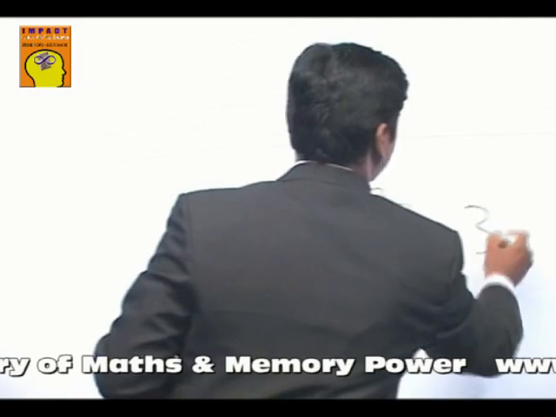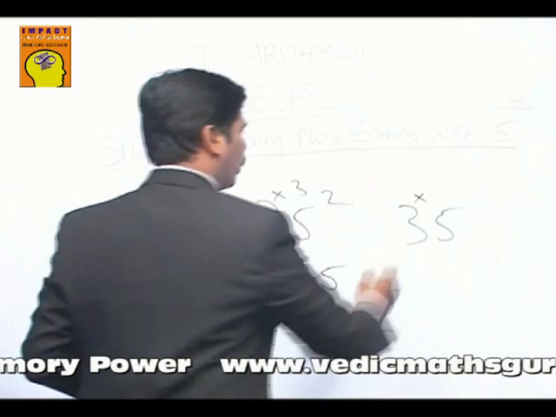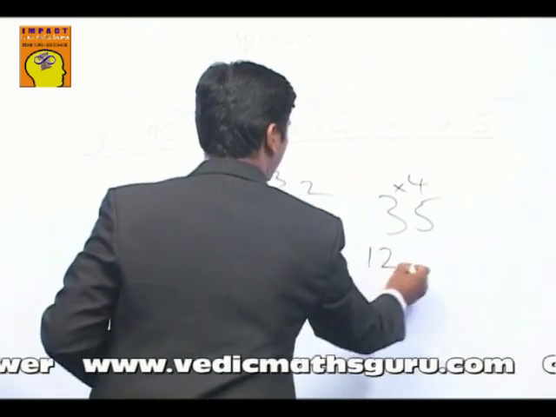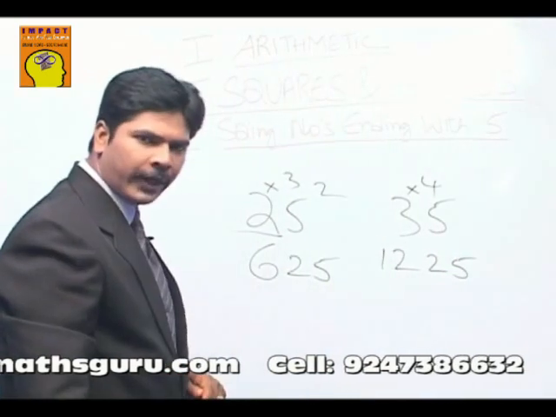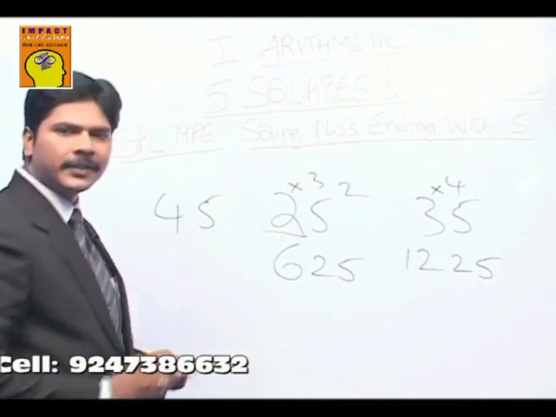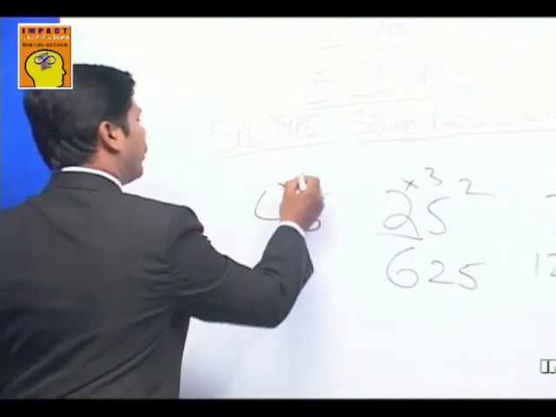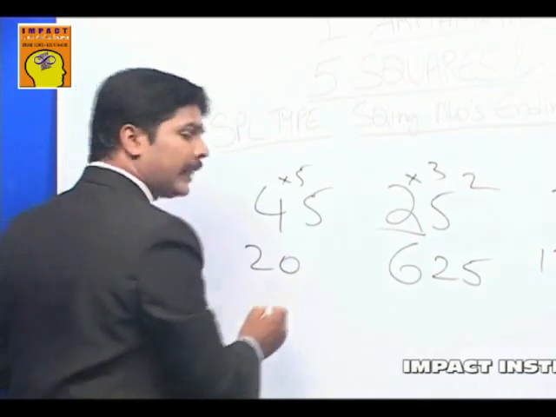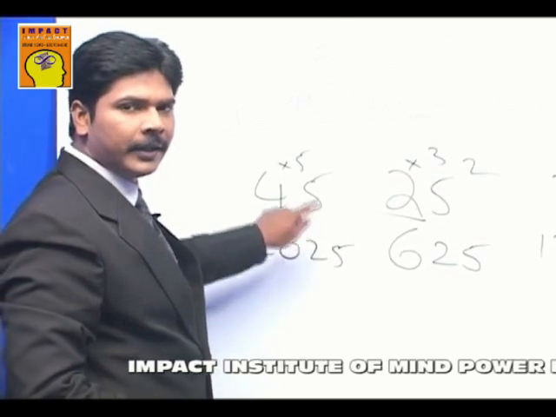If you get 35 square, okay, the immediate next number after 3 is 4. 3 times 4 is 12, and blindly write 25 after the number, so 35 square is 1225. If you get 45 square, can you guess the answer for this? So 4, the immediate next number is 5. 4 times 5 is 20, and the answer always ends with 25. That's only for numbers ending with 5, okay?